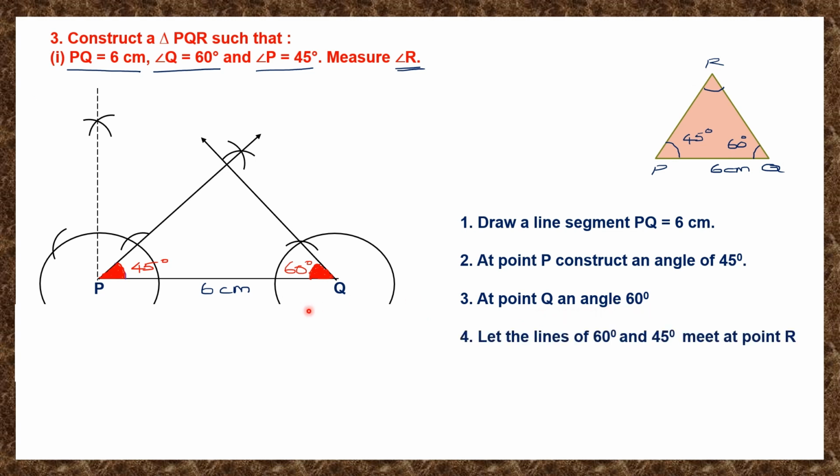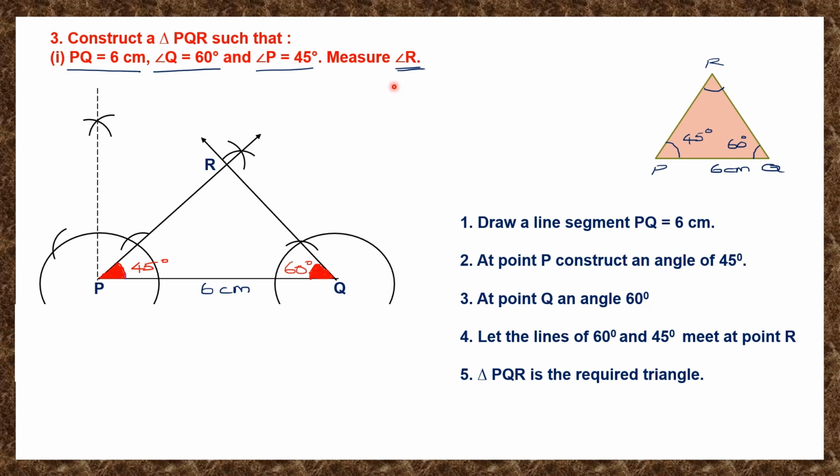So what is the next step? Let the lines of 60 degrees and 45 degrees meet at point R. So this is the line of 60 degrees. This is a line of 45 degrees. They have met at a point. Let's name that point R. So this point is R, not where the arcs are meeting, where the two lines are meeting. That point is R. Now, triangle PQR is the required triangle. This is the required triangle because we've been asked to construct triangle PQR.